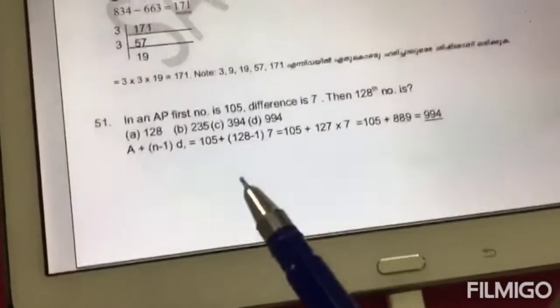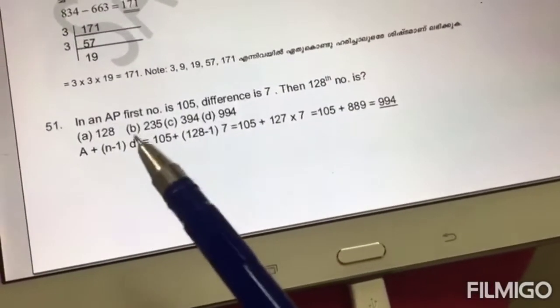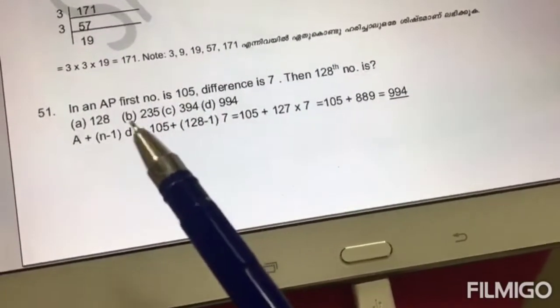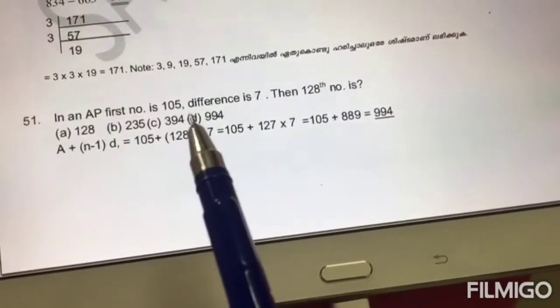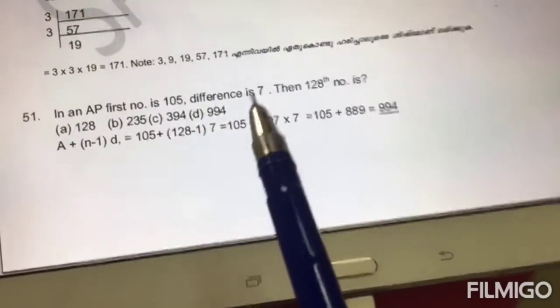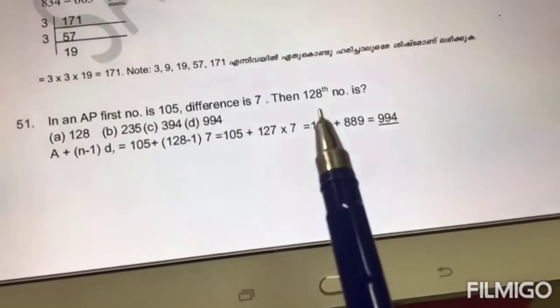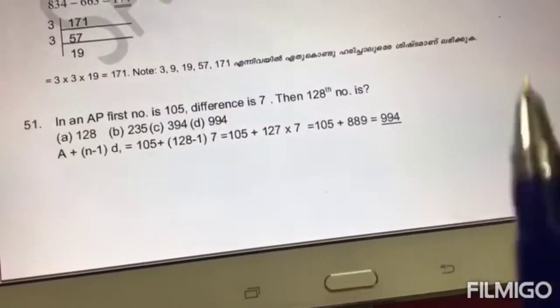Let us see an example. We have done this before. Similar question. In an arithmetic progression, also called AP, the first number is 105. The difference, that is D, is 7. Then what is the 128th number?